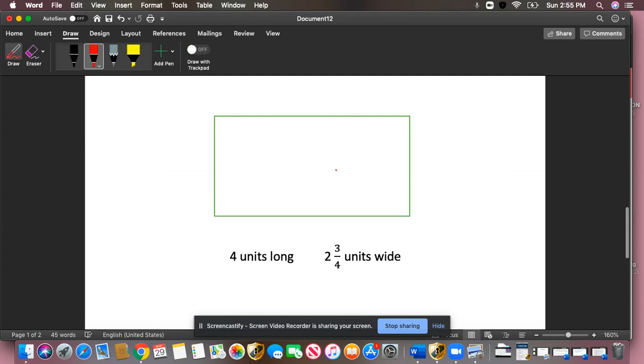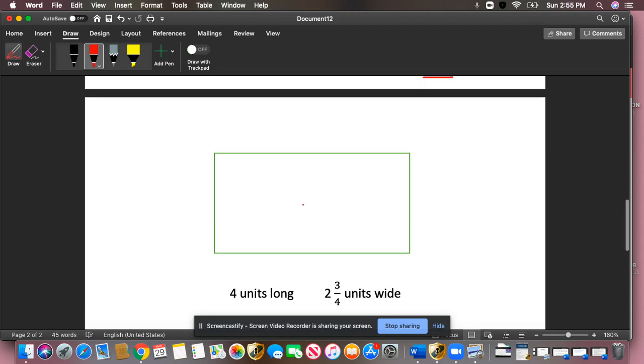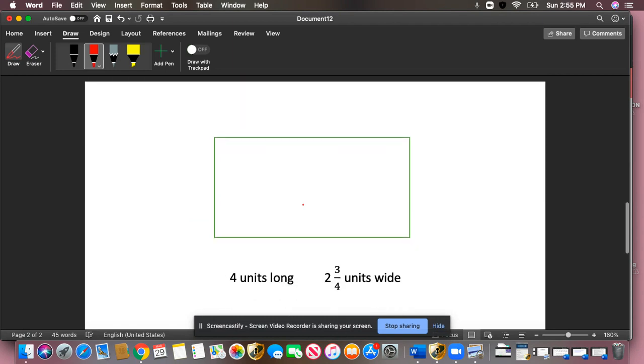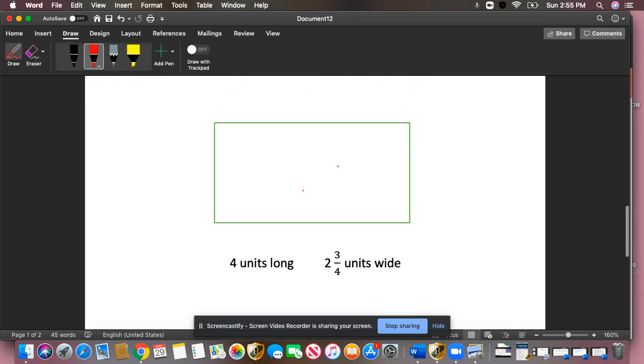All right, let's go down a little bit. Maybe sometimes you might be given the dimensions, but you're not given anything else. So this one, the dimensions were given there on the drawing already. Here, it's not given to you. Up here, you have to label it yourself. So we have 4 units long, so I know that my length is up here. So this is 4 units.